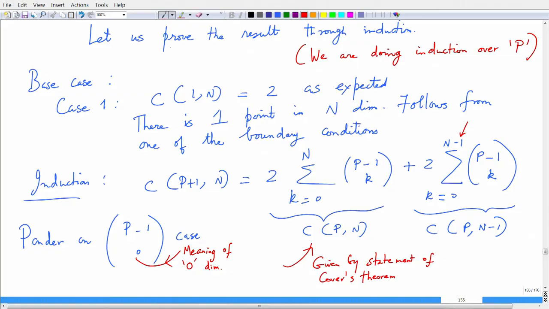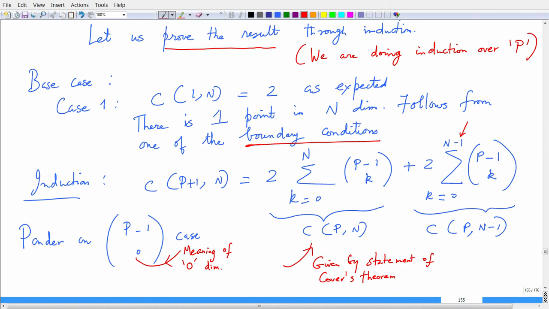Now, this is an important boundary condition, and with this we will look into the validity of the proof of the theorem. So, let us prove the result through induction. Let us focus on our steps. The base case is C of 1 comma n. So, the number of points chosen is 1 and the number of dimensions is n. C of 1 comma n is 2 as expected, because of the boundary condition that we discussed just before.